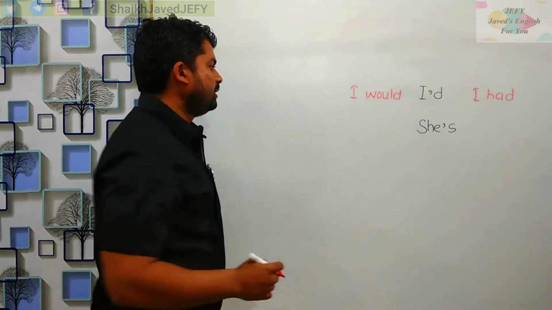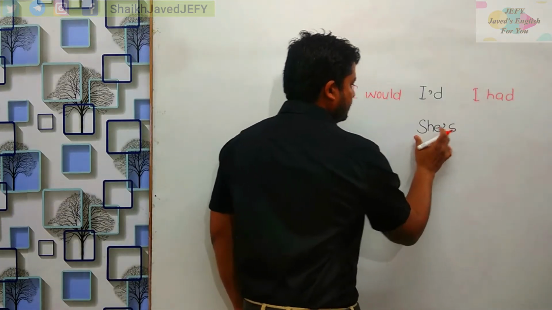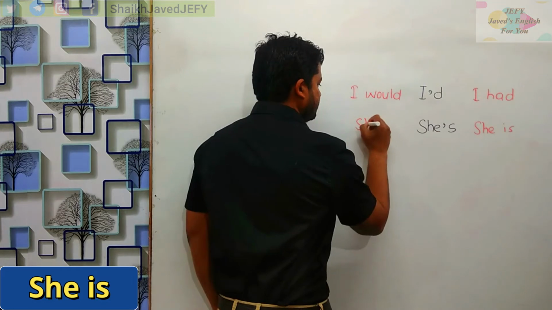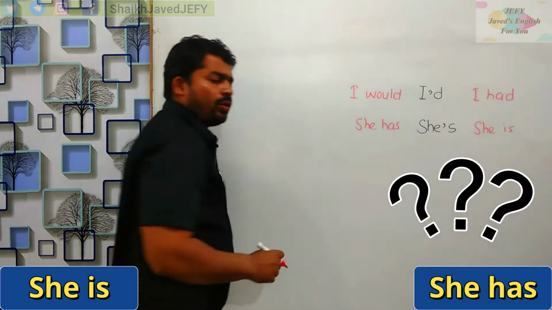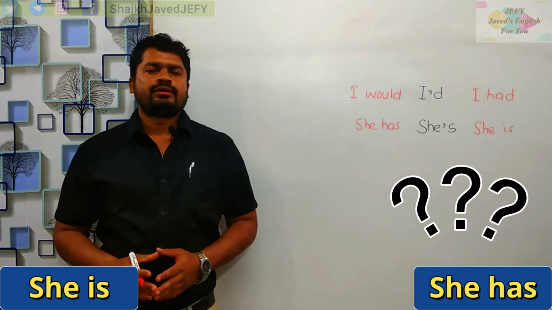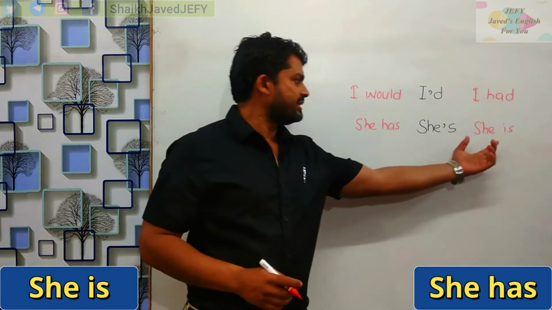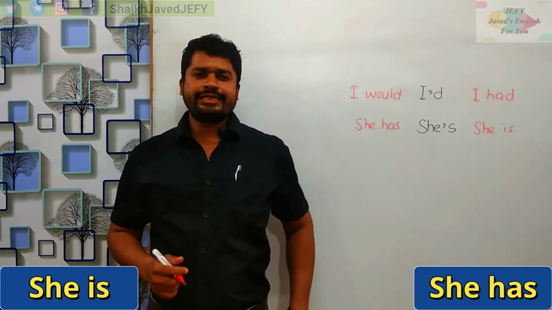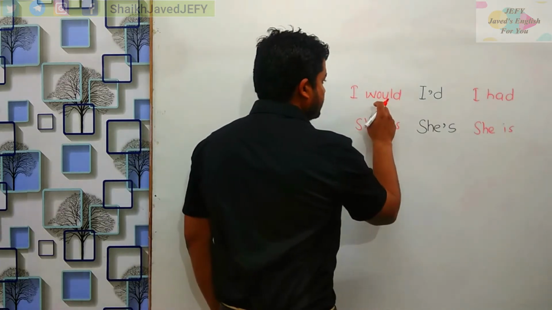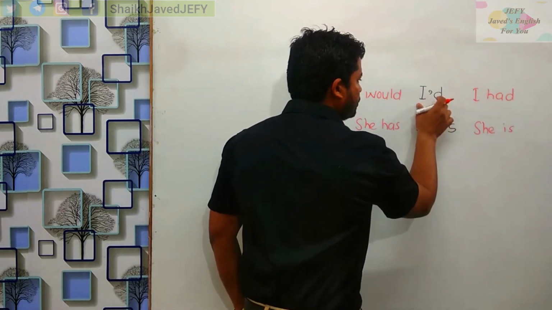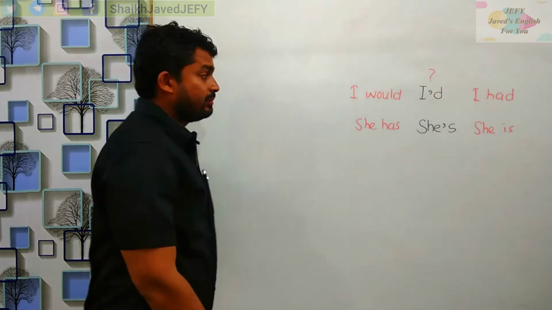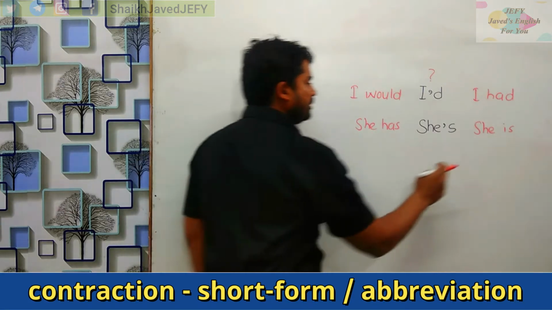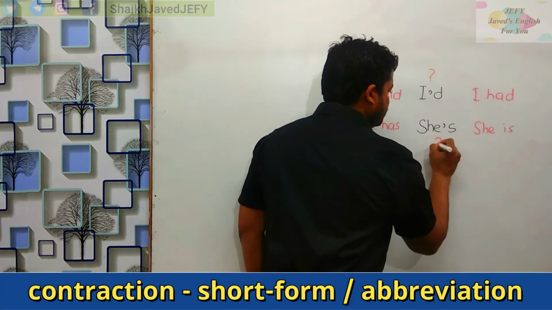Another example, there is this word. Can we say it's "she is" or "she has"? What actually is the basis on which we can say that this one is "she is" or "she has"? And most important of all, how do we read it? It's "I would", "I had", but what to read this one? Because this one is a contraction. Once again, it's "she has", it's "she is", but how to read this one?